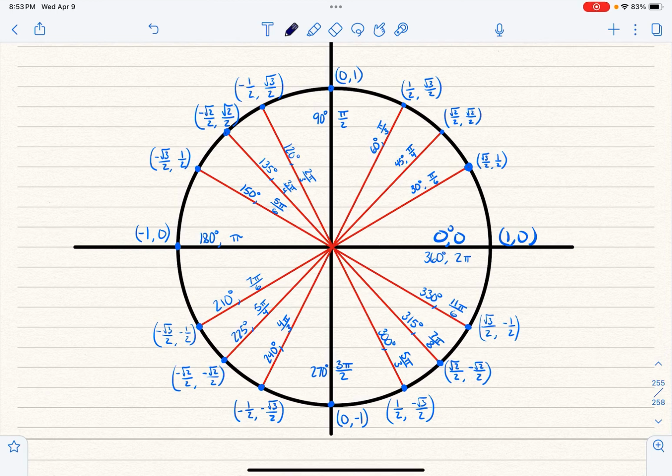Hello, ladies and gentlemen. Let's talk about the unit circle. Okay, you had two jobs. You were to fill out and complete a unit circle. This is what it should look like.